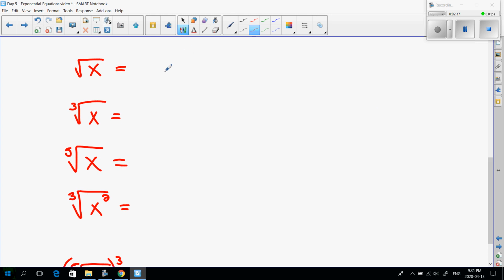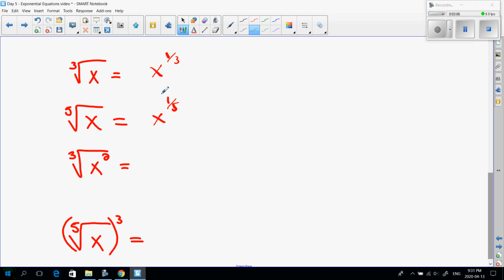Last couple of things, something that we looked at in grade 10, I believe. When you have radicals, remember the square root of x is like saying x raised to the power of 1/2. The cube root of x is like saying x raised to the power of 1/3. The fifth root of x is x to the 1/5. And the cube root of x squared actually becomes x to the 2/3.